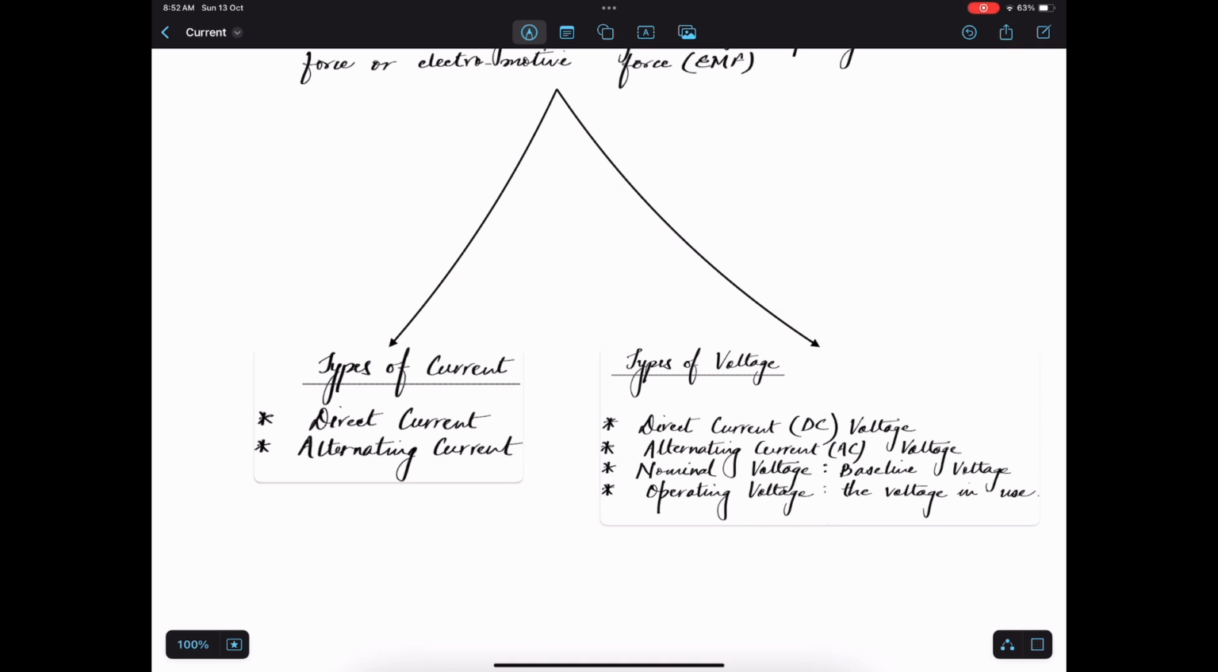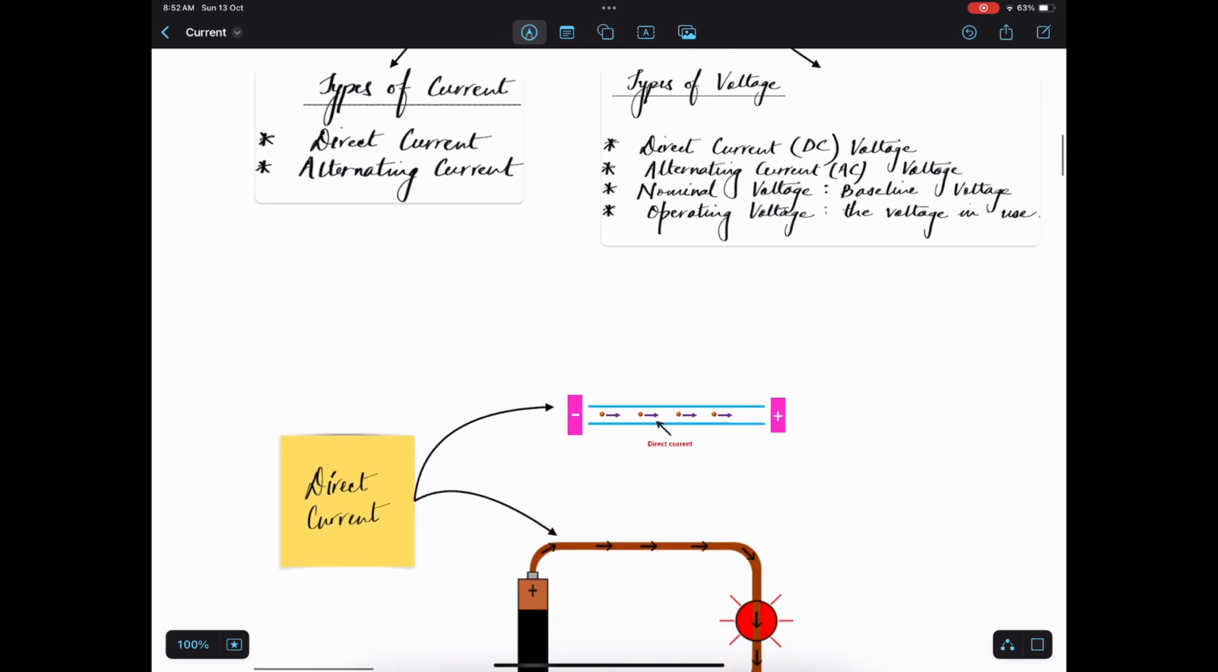So you will see many times the voltage of the system is 480 volts, which is the operating voltage we are using in designing the system. And it has a different nominal voltage. So for 480 volt operating, the nominal voltage would be, let's say, something like 410 or 450, something like this.